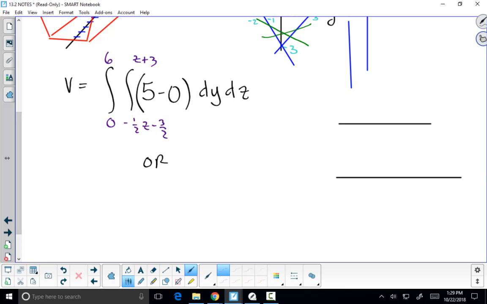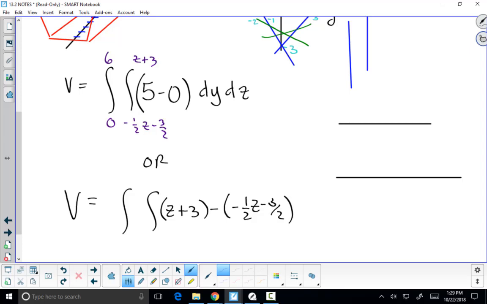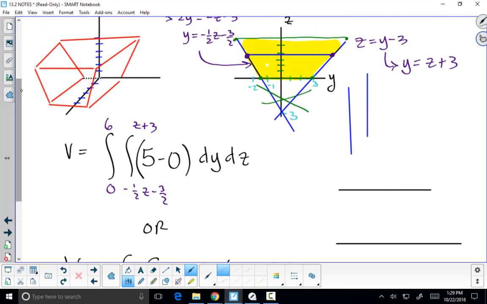Or if we did it the other way, so instead of using front and back, let's use left and right surfaces. If we do left and right surfaces, then the right surface is this one. The left surface is this one, so we would go like this right away. That's the right surface minus the left surface. And now z is in there, so we would have to use as the domain x's and y's. So let's come back up here. X's and y's are down here in the xy plane.